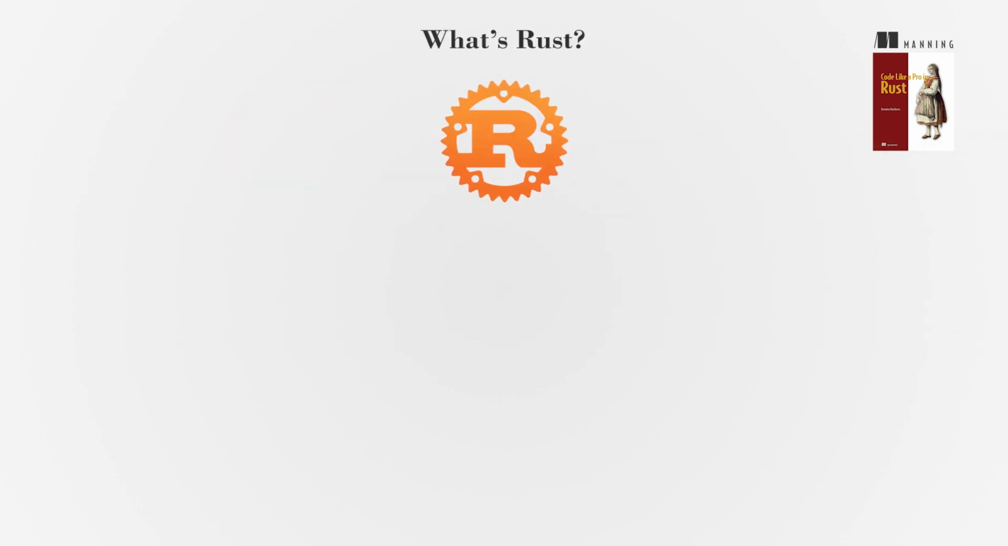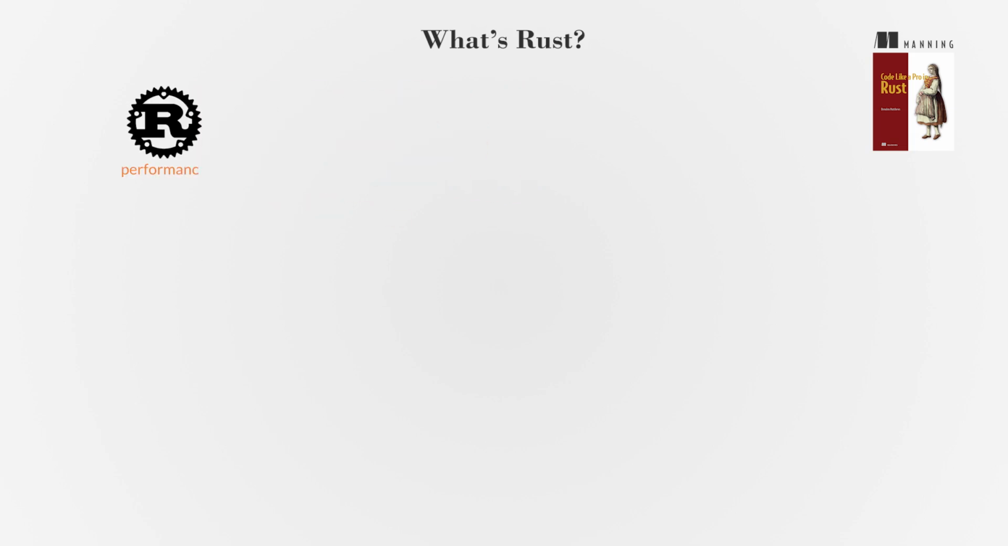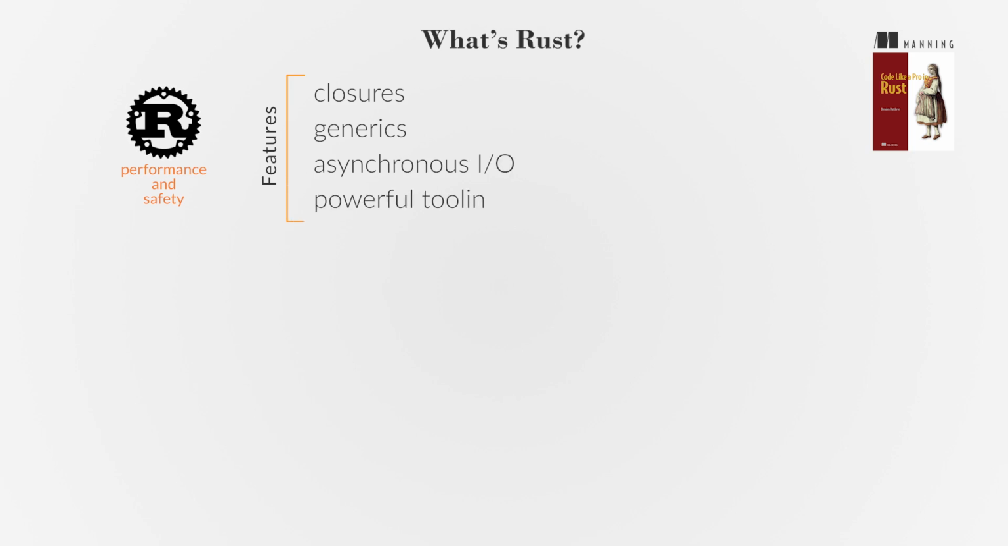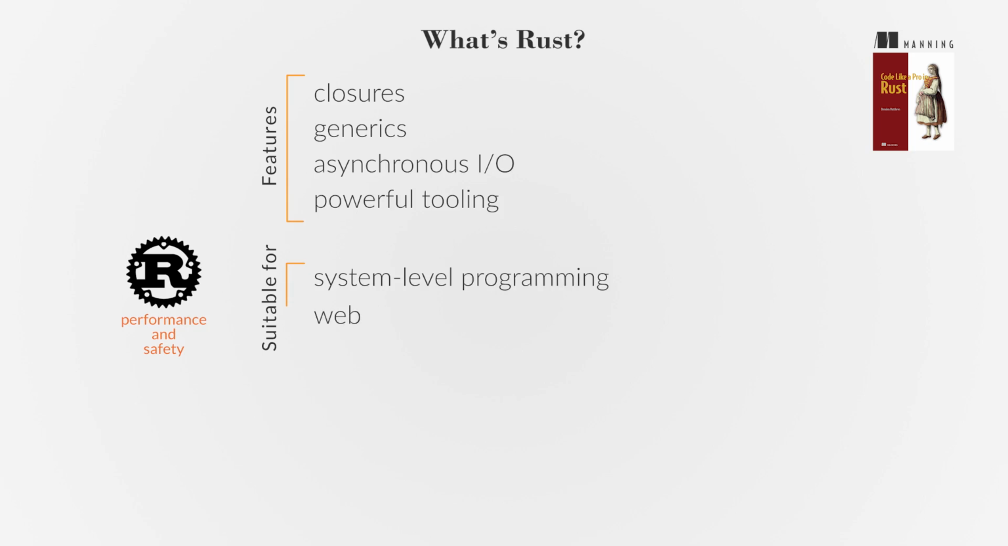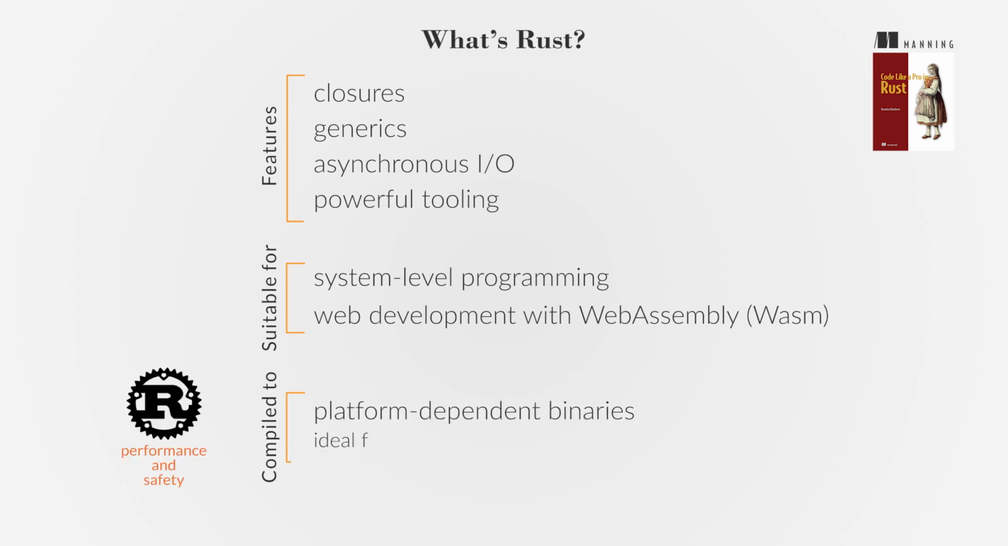Rust is a modern programming language that emphasizes performance and safety. It offers features like closures, generics, asynchronous I/O, and powerful tooling. Rust is versatile, suitable for system-level programming, web development with WebAssembly, WASM, and more. It's compiled to platform-dependent binaries, making it ideal for embedded or resource-constrained environments.